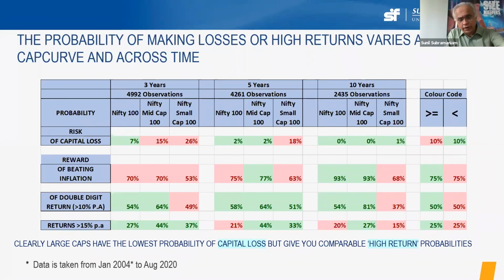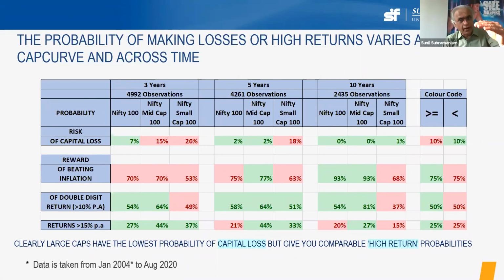Banks. So if you look at it, the reward of beating inflation, and here I've used a higher bar, I used 7%, right? Because long term, let us not look at a very low inflation. So if you see here, 70% of the time, large caps have given you inflation beating returns, but only 53% of the time, a small cap has given you. So that is the extent of variability, right?